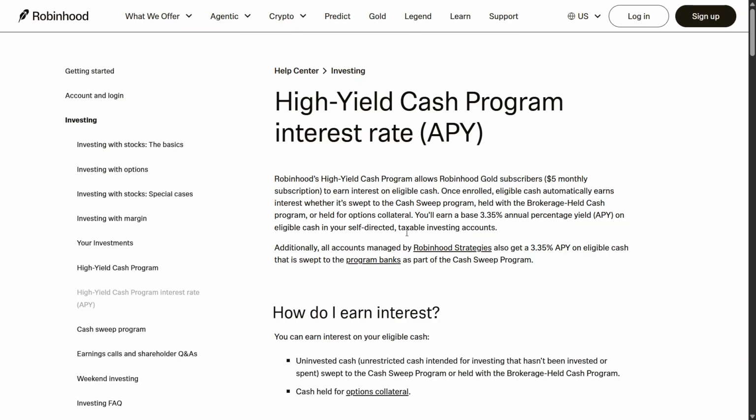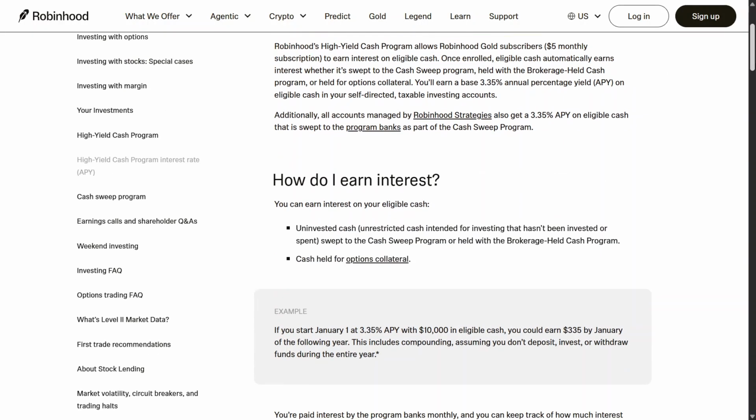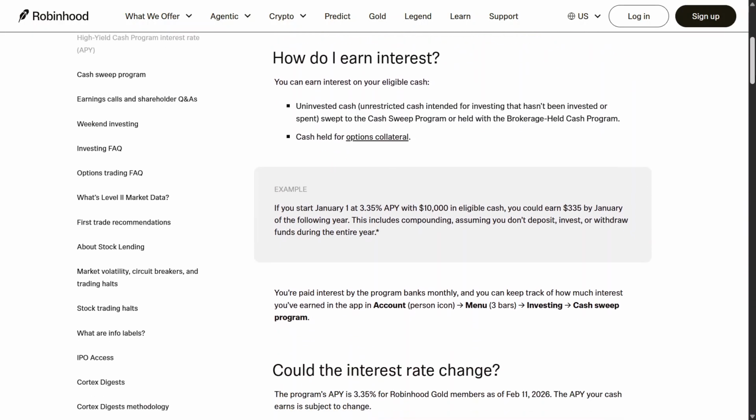Depending on market conditions, you may find alternatives such as high yield savings accounts, money market funds, treasury ETFs, or other cash management products that offer competitive yields. Remember that different investments carry different levels of risk, liquidity, and tax treatment, so always do your own research before moving your money. Now let's get started.